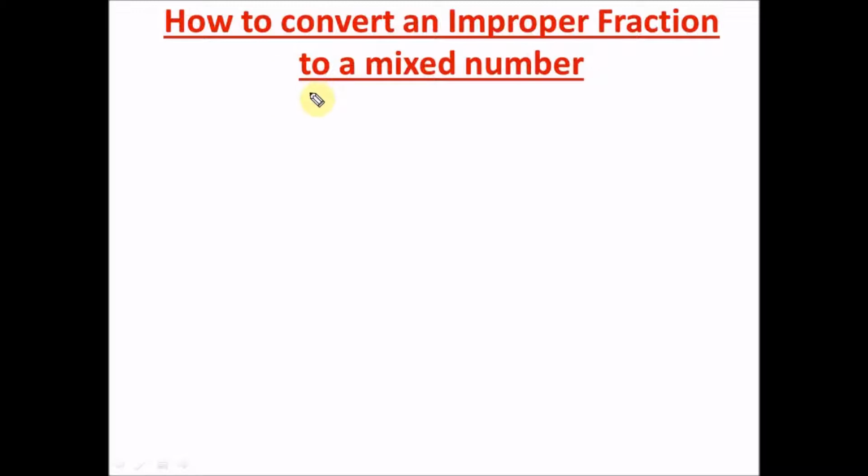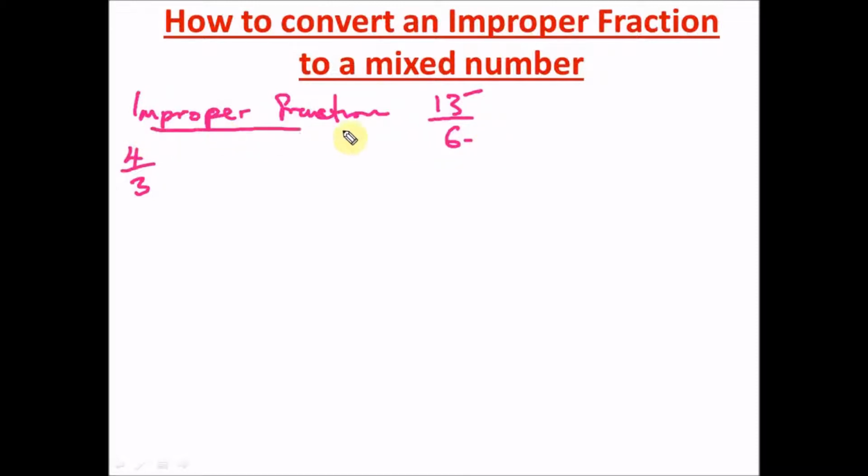So here we have how to convert an improper fraction to a mixed number. In the earlier video, where I introduced fractions, if you remember improper fractions, we have this as an example: 13/6 and 4/3, where your numerator is greater than your denominator. I explained that this is your numerator and this is the denominator. So an improper fraction is a fraction in which the numerator is greater than the denominator.